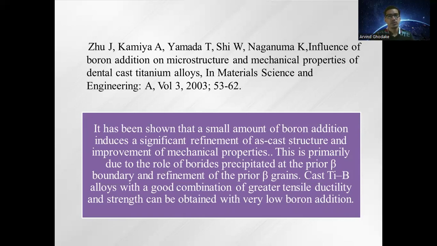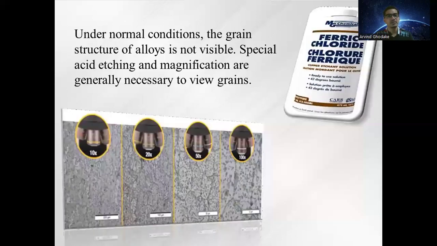This is primarily due to the role of the boride precipitates in the prior beta boundary and refinement of the prior beta grains. So cast titanium-boron alloys with a good combination of greater tensile ductility and strength can be obtained with a very low boron addition. Under normal conditions, the grain structure of the alloy is not visible, so special acid etching and magnification are generally necessary to view the grains.